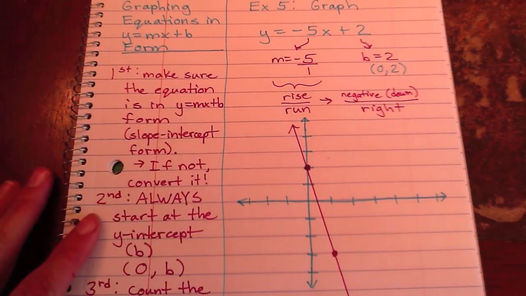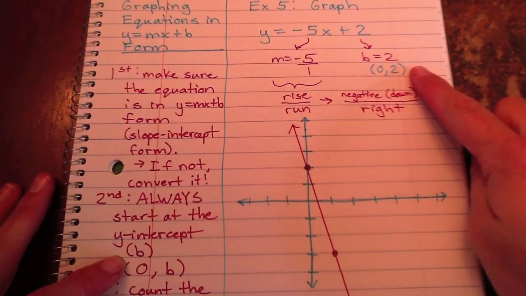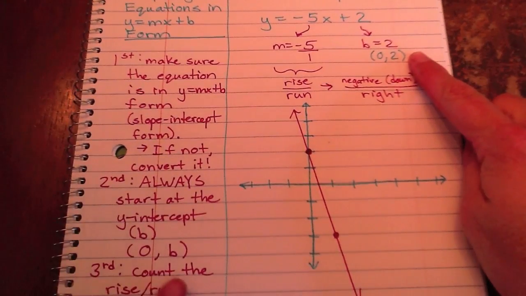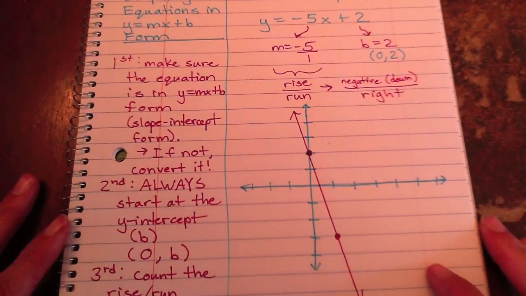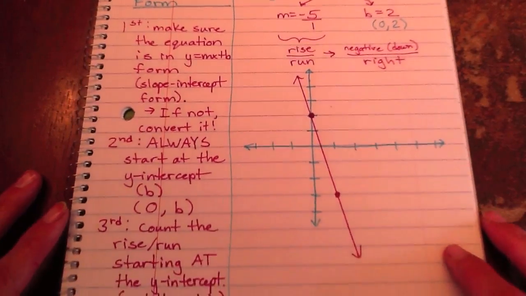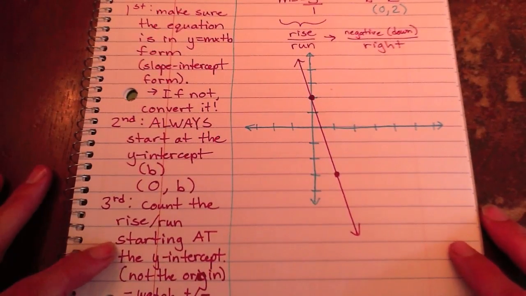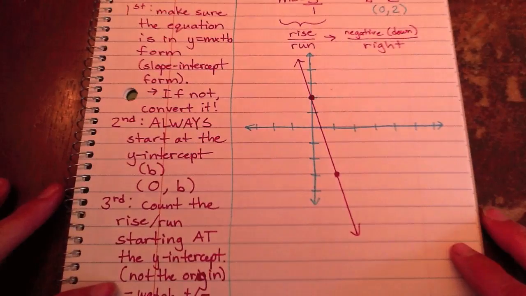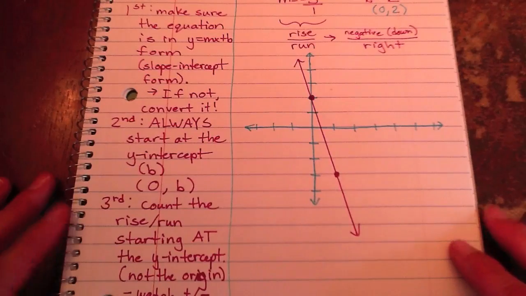Second step, you're always going to start at your y-intercept, which is your b. It's what we talked about right here, where you put 0 in and then whatever your b was, and you plot that point on the y-axis. Third thing, you just count the rise over run and you start at the y-intercept, not at the origin. Be really careful with positives and negatives and connect the points.